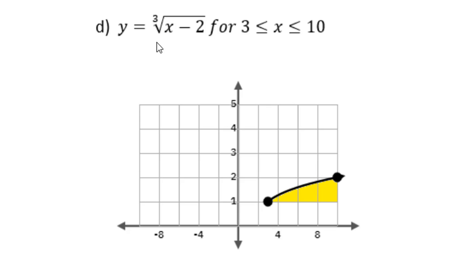Let's go to another example. y equals the cubic root of x minus 2 for x between 3 and 10. Just look at this graph. The shaded area will rotate across the y-axis. Then we need to figure out the volume of this solid. We will use the shell method.